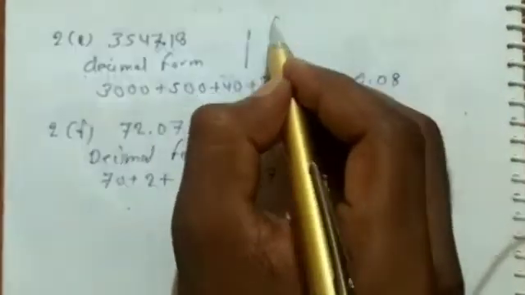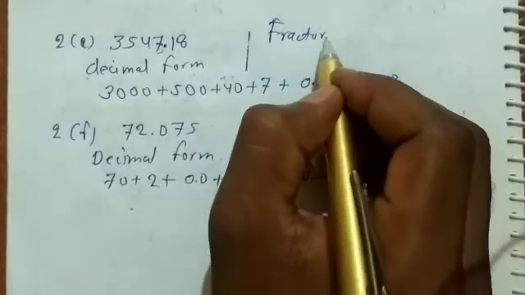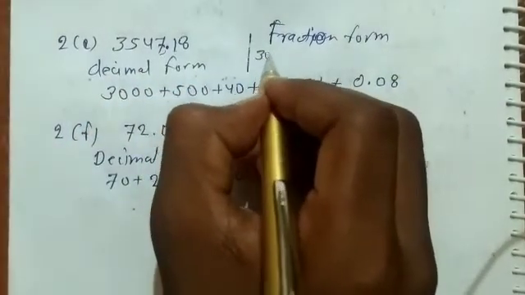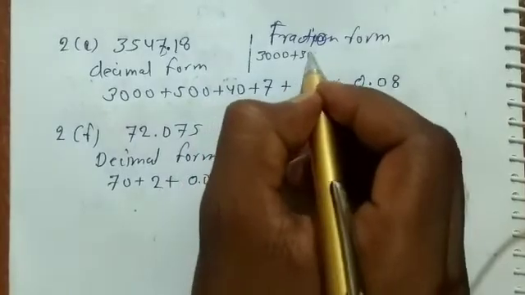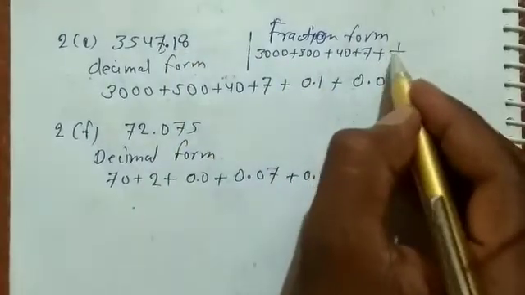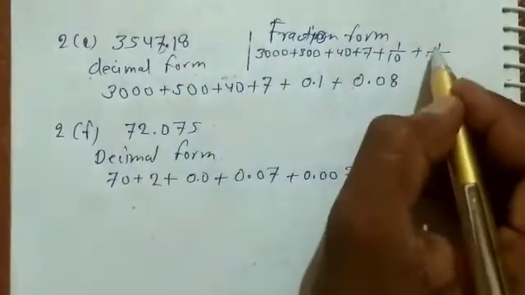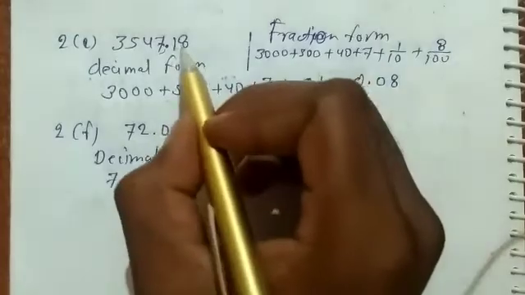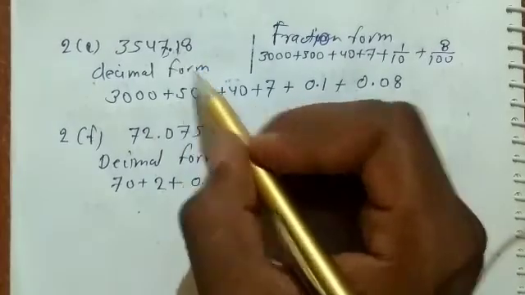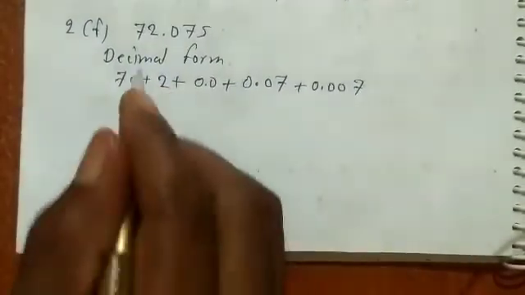We also have to write the fraction form; I forgot that, sorry for that. So its fraction form will be 3000 plus 500 plus 40 plus 7 plus this is 0.1, meaning 1 upon 10, plus 8 upon 100. There are no ones in the decimal part. Then it's a fractional form.